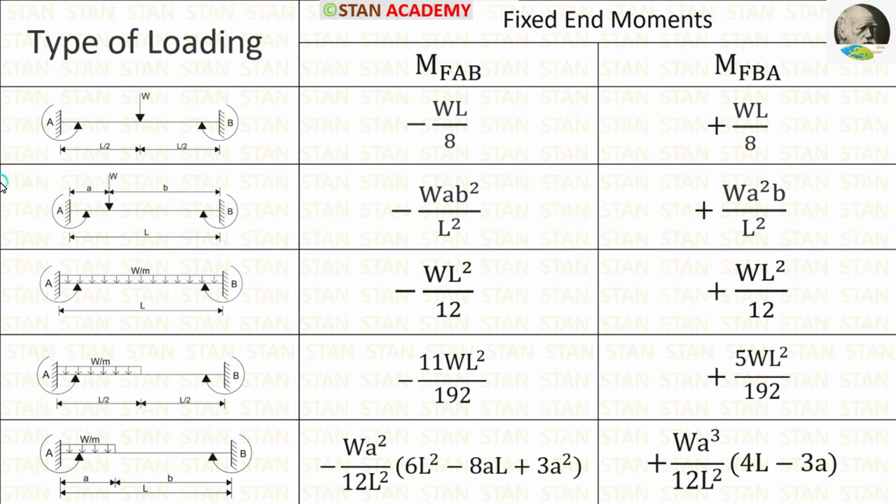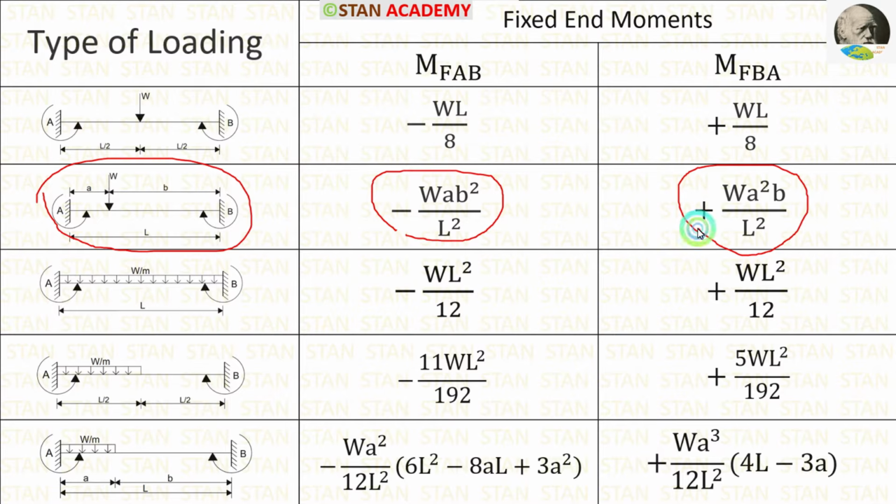In the span AB, there is a point load acting on the center. So we have to select this condition. The formulas are minus WL upon 8 and positive WL upon 8. In the span BC, there is a point load. That point load is not acting on the center. So we have to select this condition. The formulas are minus WAB square upon L square and positive WA square B upon L square.